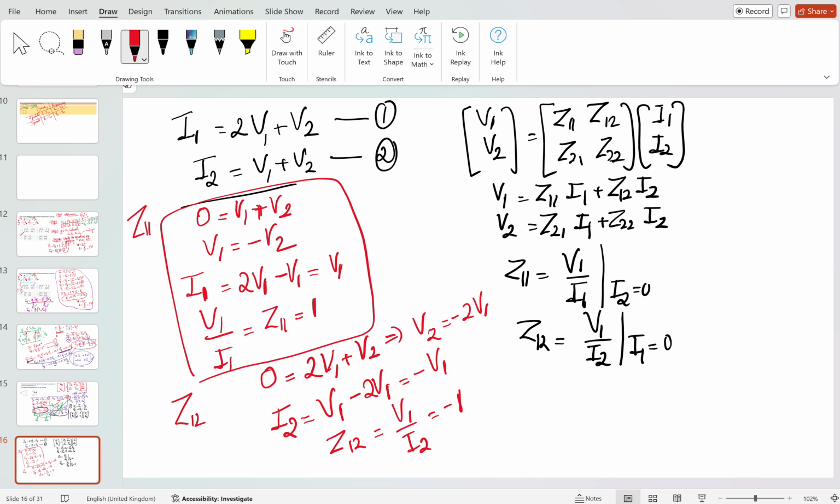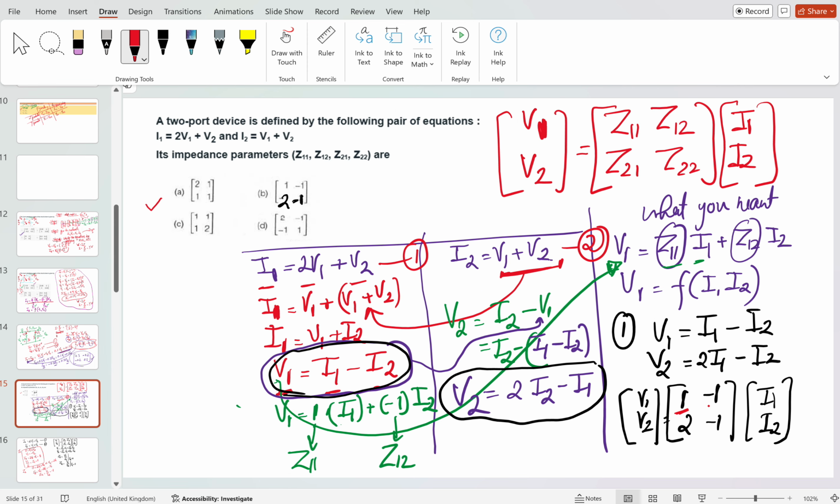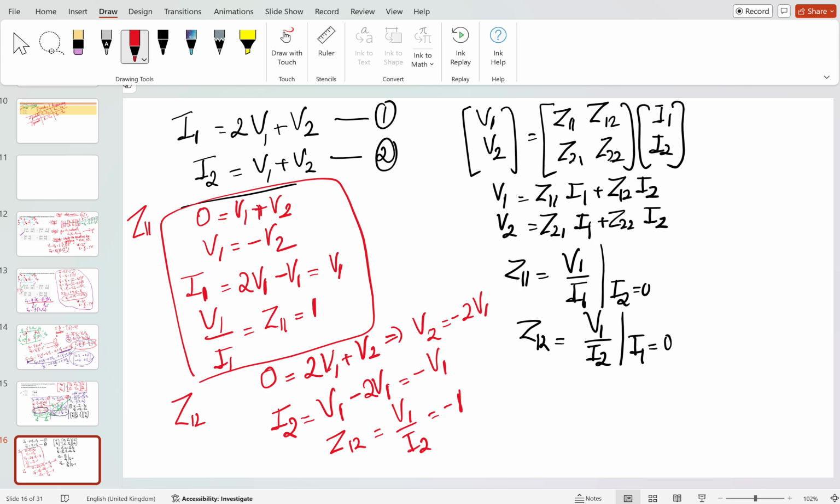When you see it from the matrix itself, we got 1 and minus 1. Here also we are getting Z11 equal to 1 and Z12 equal to minus 1, which matches in both. Let's try to find the other one, Z13.